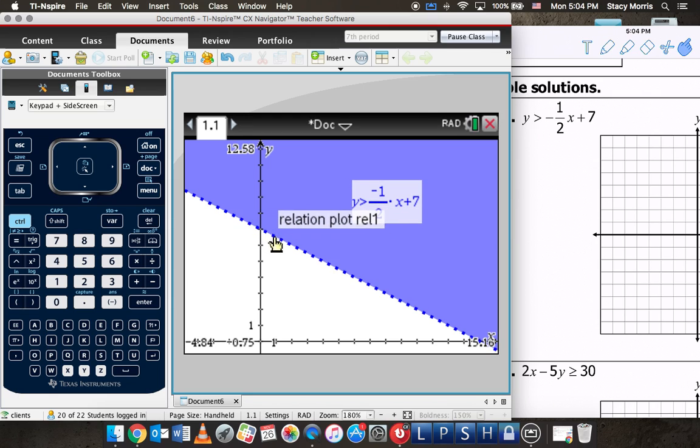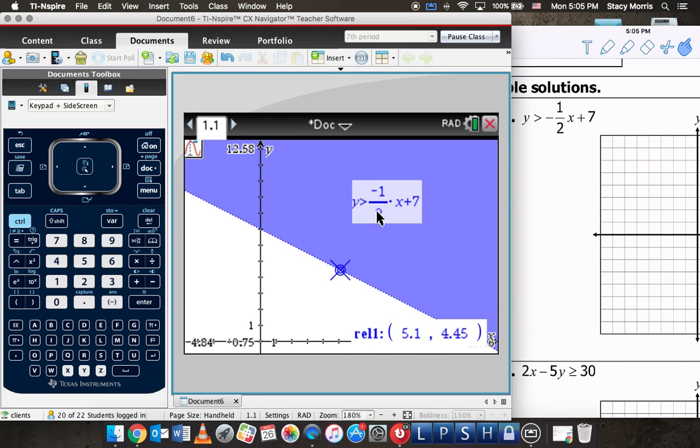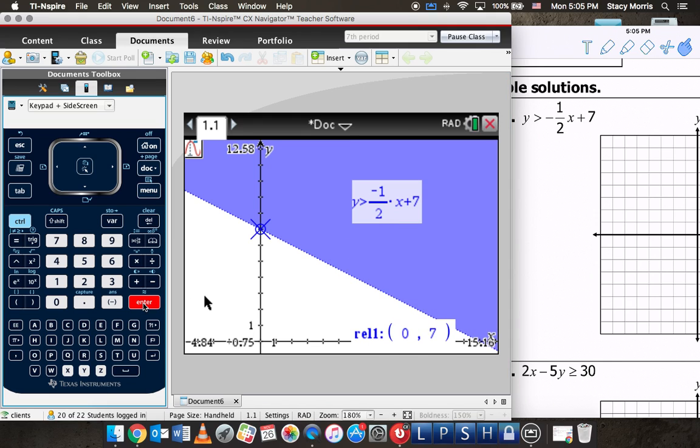So a couple of things you should see. This line, when you scroll over, it's bold. It's a dashed line, and it's shaded above. So greater than right there, that symbol, greater than, right here, tells us that it's a dashed line, and we shade above. They started at 0, 7, so I can trace, menu, trace, graph trace. If I go to 0, 0, 7 is the very first point.